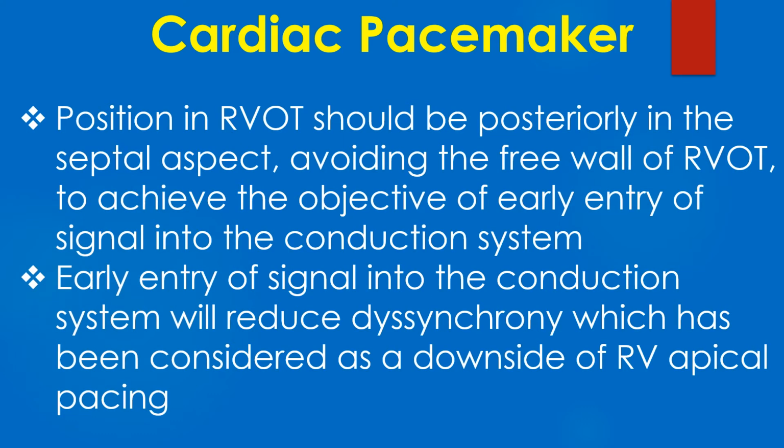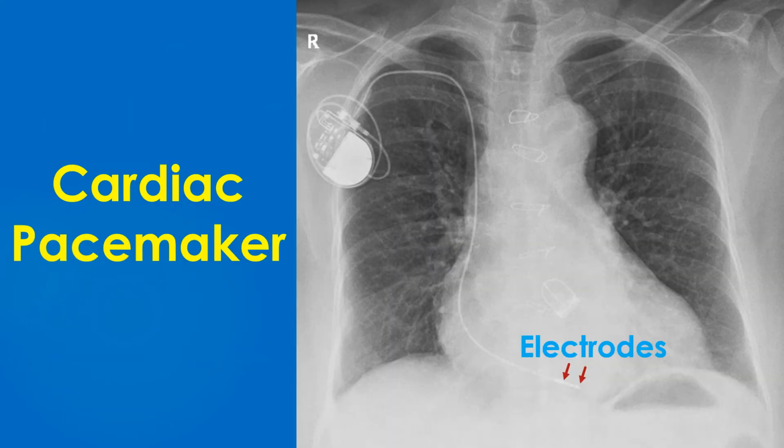Position in RVOT should be posteriorly in the septal aspect, avoiding the free wall of RVOT, to achieve the objective of early entry of signal into the conduction system. Early entry of signal into the conduction system will reduce dyssynchrony, which has been considered as a downside of right ventricular apical pacing. Close scrutiny of the pacemaker lead tip can identify two electrodes, one at the tip and one a little proximal to that.